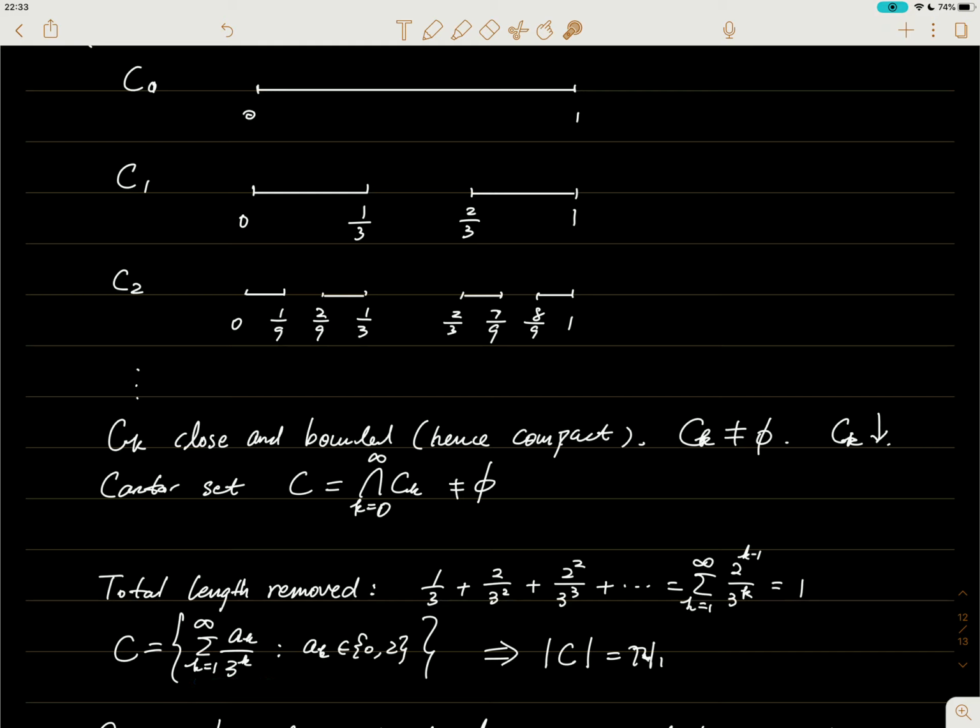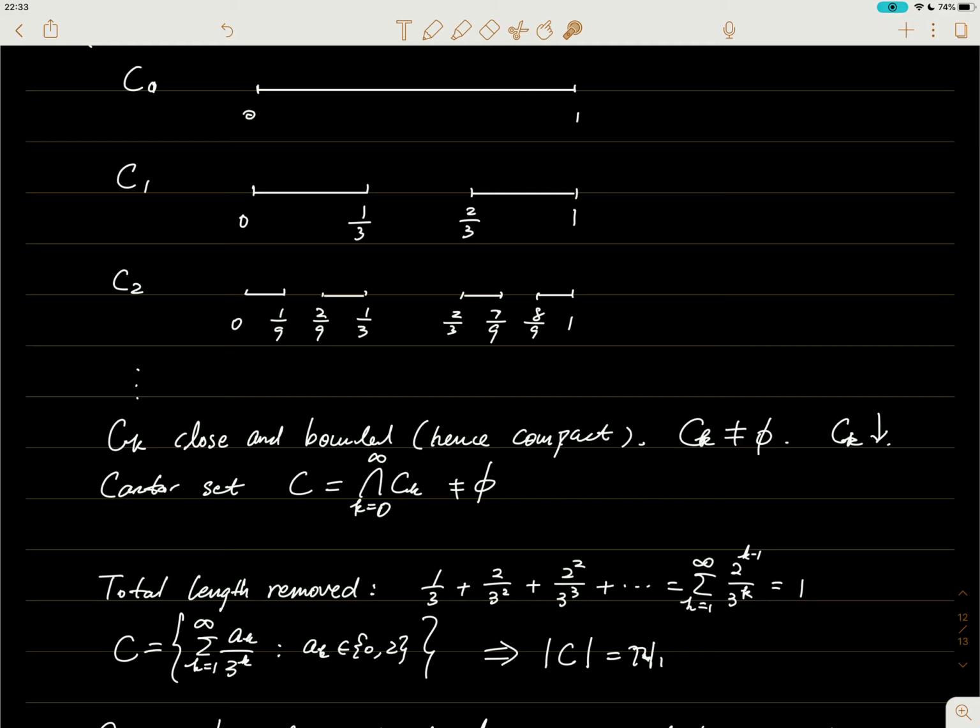So it can be written as a series where each term is a_k over 3 to the power k, and this a_k is either 0 or 2. So we can show this. I'm not showing the details here, but you can just interpret that it can be written in this way. This is a lot similar to the set of real numbers between 0 and 1 we showed earlier.